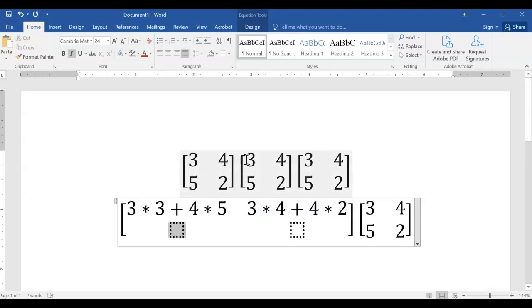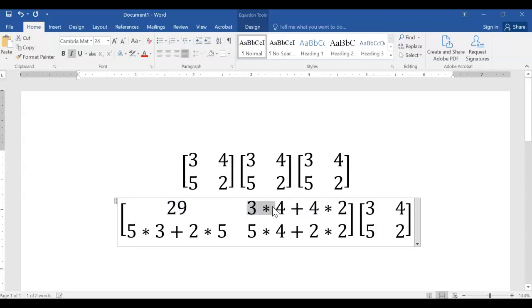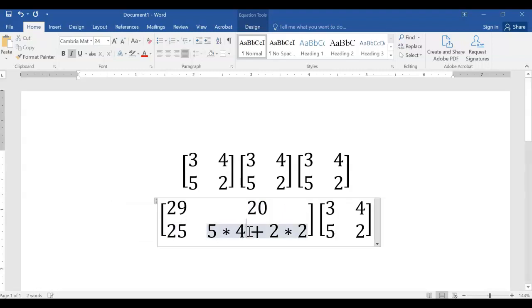Go on to the second row, 5 times 3 plus 2 times 5. And then second row, second column, 5 times 4 plus 2 times 2. And there we go. All right. So we're going to simplify that. That first entry, I believe, is a 29. We're getting 12 plus 8, which becomes a 20 in my row 1, column 2. In my row 2, column 1, I get 15 plus 10, that's 25. Here we get 20 plus 4, that's a 24.